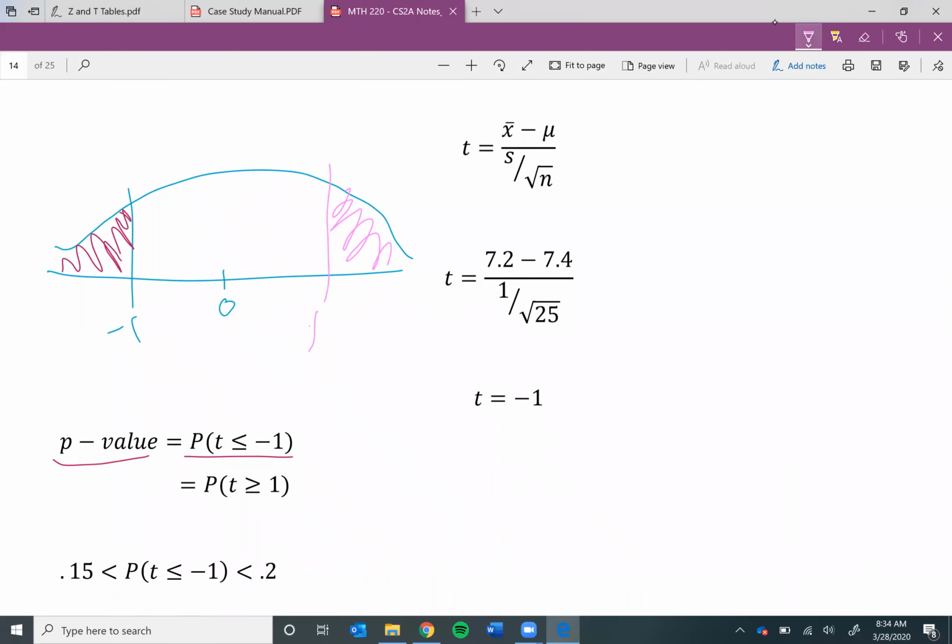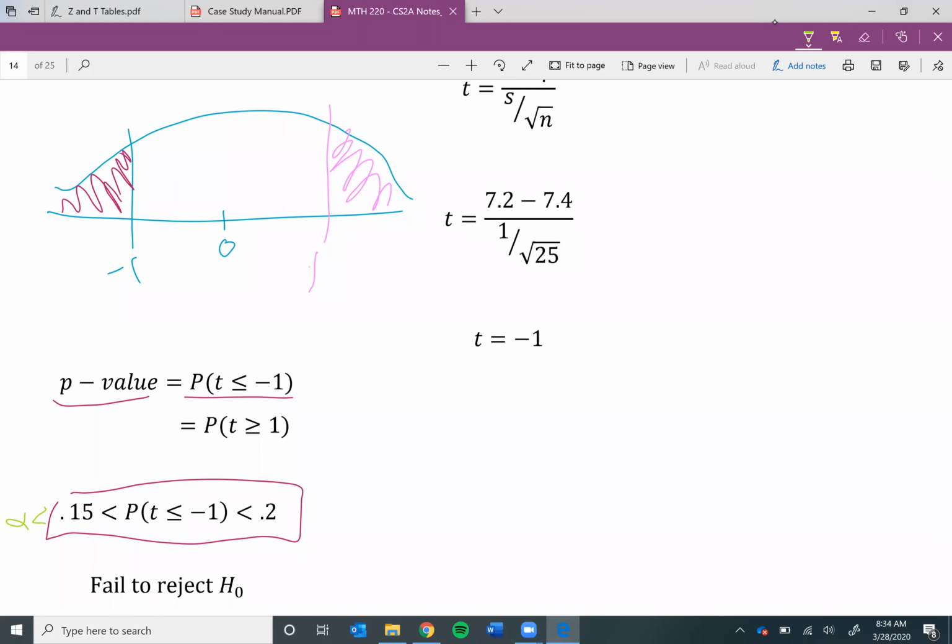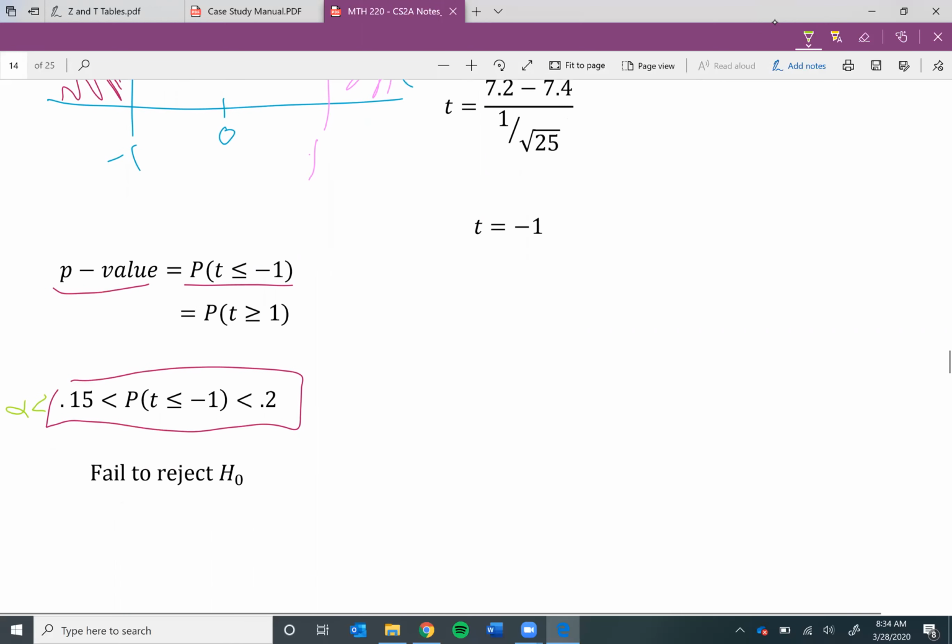So our p-value, again, keeping the colors, our p-value is between 0.15 and 0.2, okay? And if you compare that to alpha, alpha is gonna be down there because 0.05 is smaller than 0.15. So the p-value is not low. What does that make our decision? Fail to reject H0.